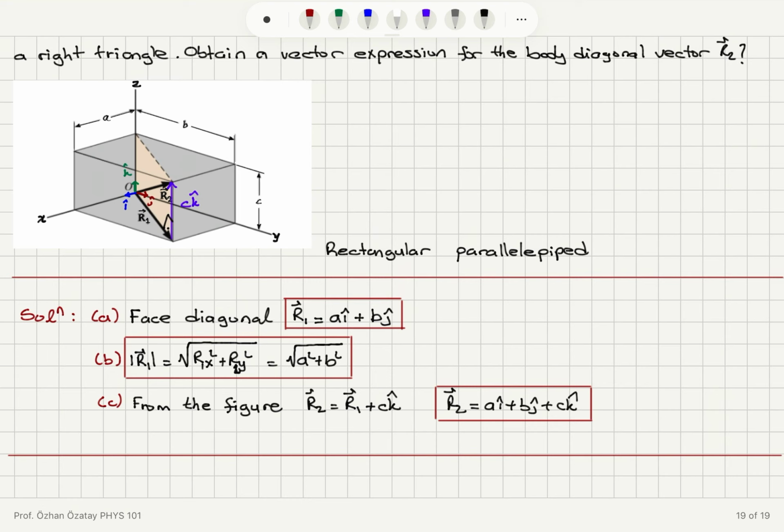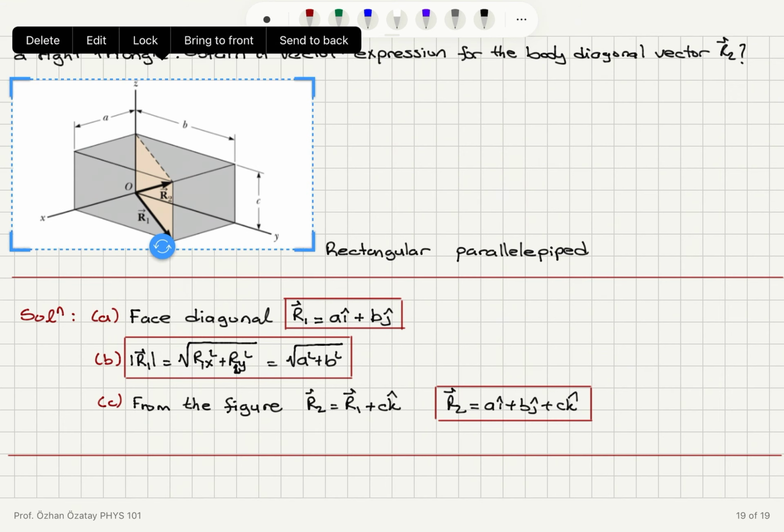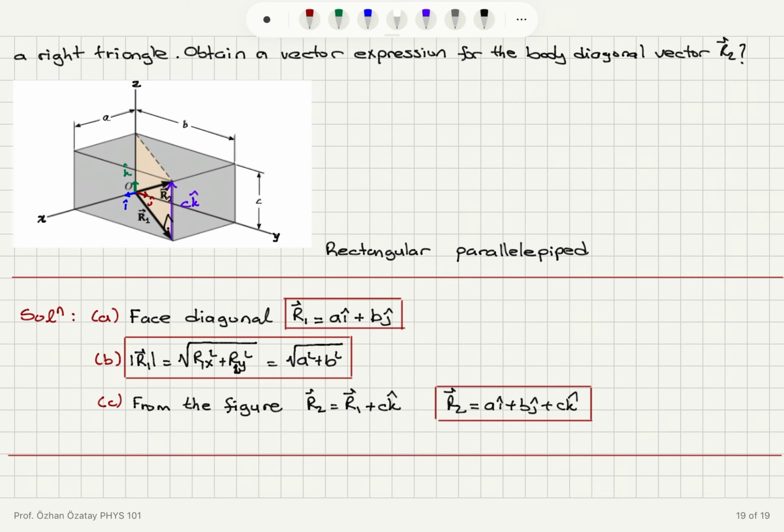And if I look at the R1 vector and the c k hat vector, you can see that the R1 vector plus the c k hat vector gives me the R2 vector. So the R2 vector is a i hat plus b j hat plus c k hat. So it's basically the body diagonal. You could also see this by looking at the projections onto the x, y, and z axes. The projection onto the xy plane is basically the R1 vector. The projection onto the z axis is c. So this basically gives us a i hat plus b j hat plus c k hat as the answer.